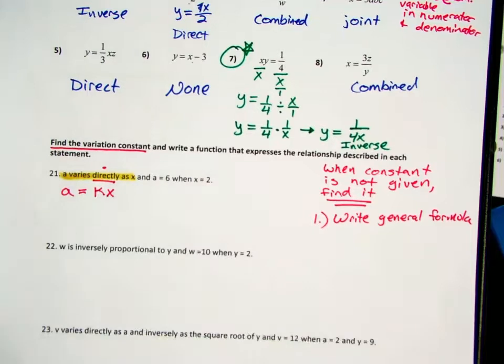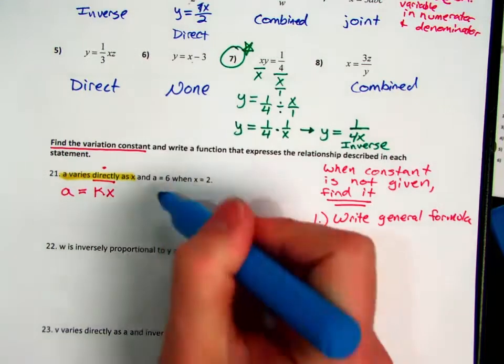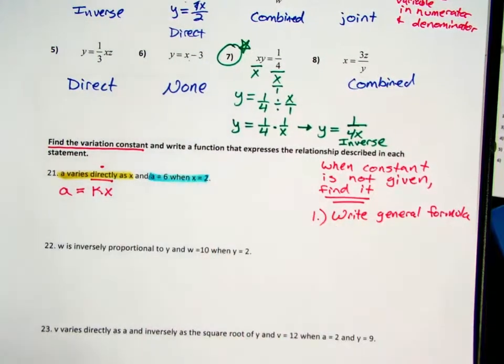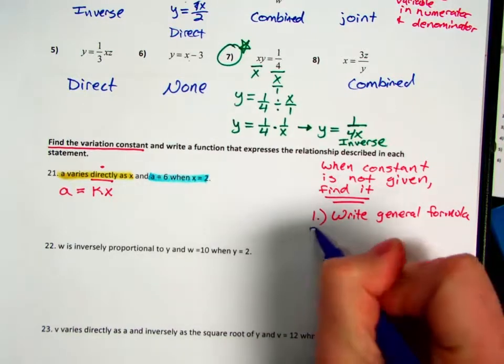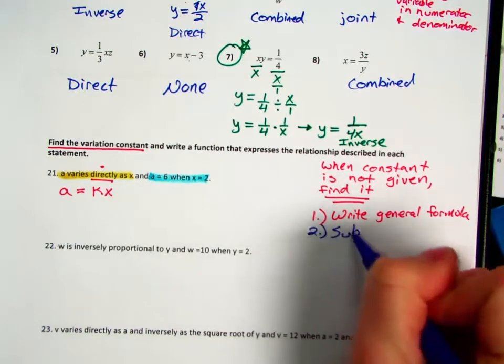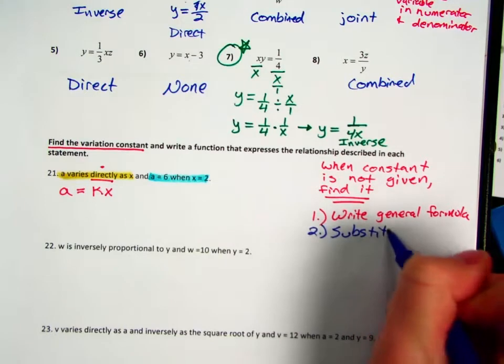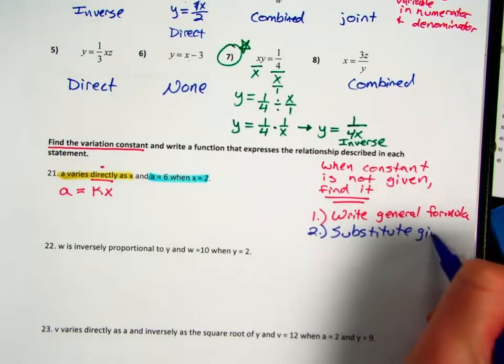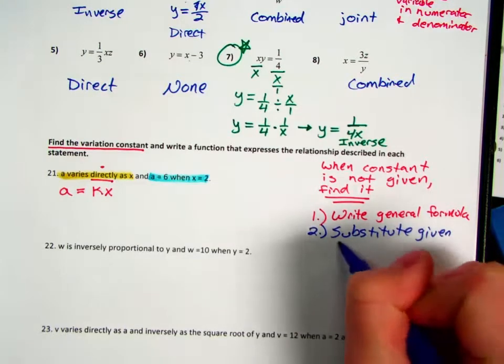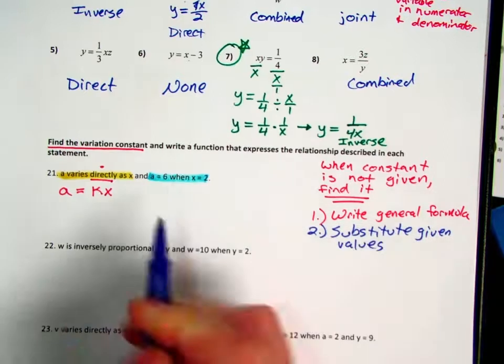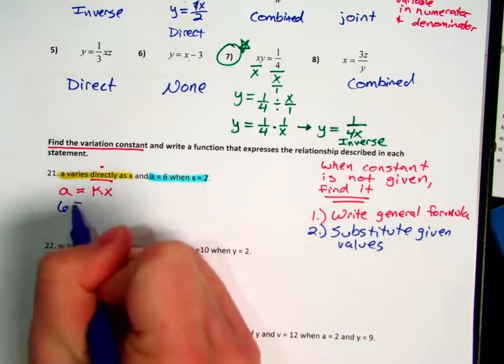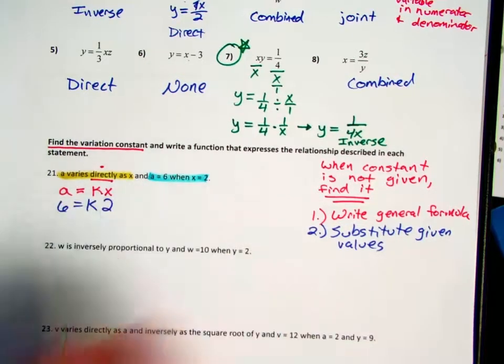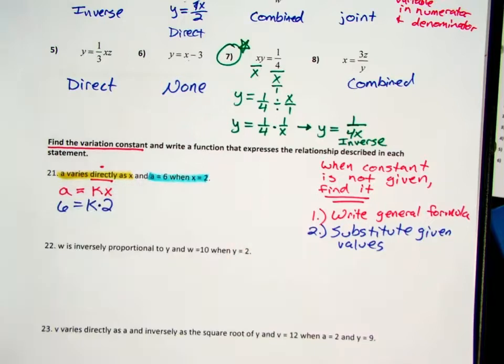Now that I've got that piece, as I read on, it says that a equals 6 and x equals 2. So since I know what my a and my x are, I can go ahead and substitute those given values in. So step 2 is going to be substitute given values. So in place of a, I put 6. In place of x, I put 2. And we're multiplying between these.